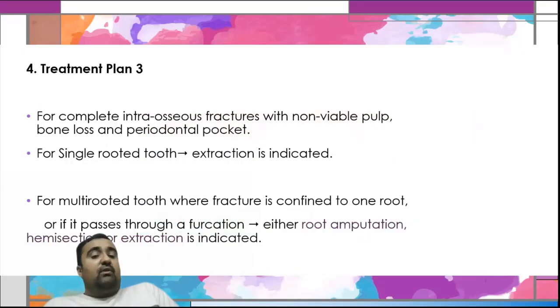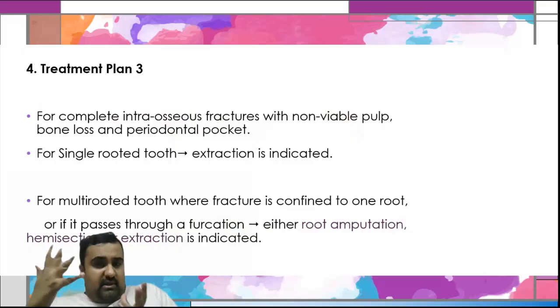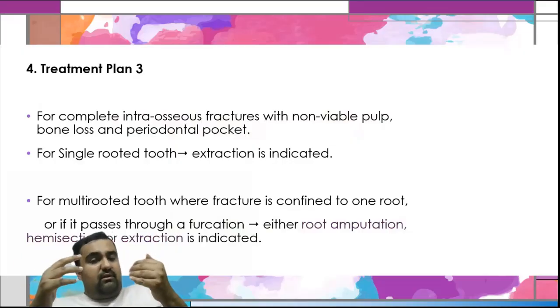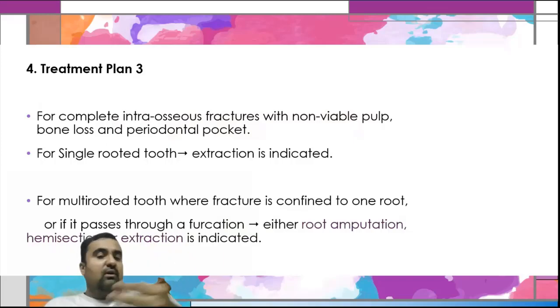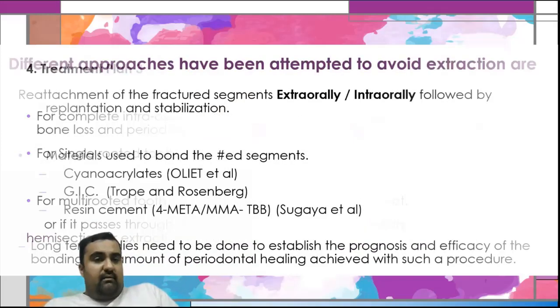What is this? For complete intraosseous fractures with non-viable pulp, bone loss, and periodontal pocket, treatment plan 3 is done. So for a single-rooted tooth, extraction. For a multiple-rooted tooth, where the fracture is confined to one root, you can either do root resection or root amputation, as we call it, or hemisection, or extraction is indicated.